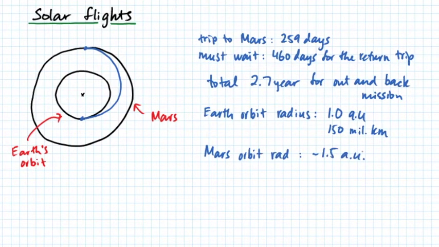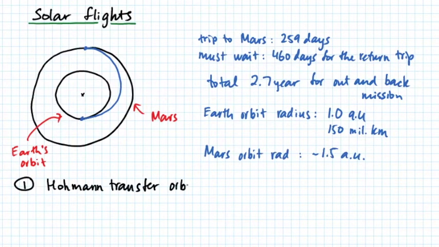Here are three most important things to know about space flights. First, Hohmann transfer orbits. These transfer orbits occur between two circular orbits. An example is trip to Mars, from circular Earth orbit to circular Mars orbit. Hohmann transfer orbits require two thrusts.